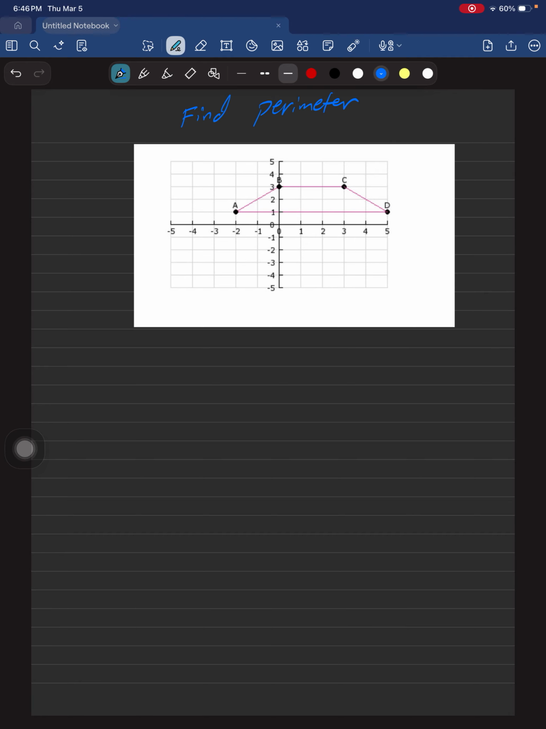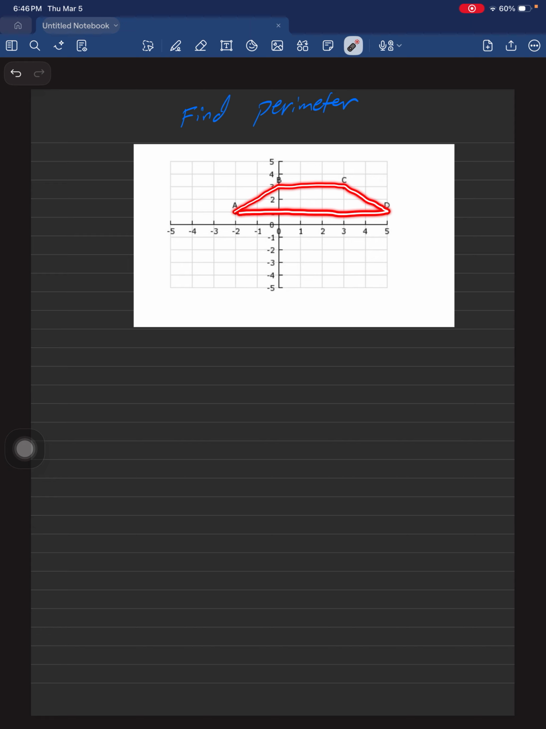To find the perimeter, we need to know exactly what the perimeter is first. The perimeter is all the sides from A to B, then from B to C, from C to D, and finally from D to A. So adding the lengths of the sides AB plus BC plus CD, and finally DA or AD, this is the perimeter.